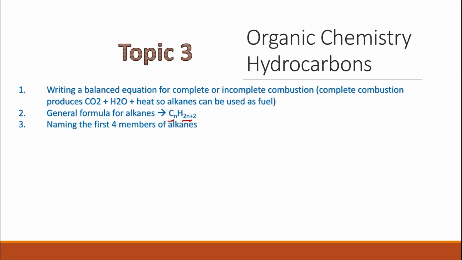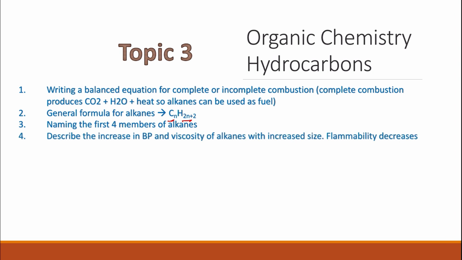You should be able to name the first four members of alkanes, which are methane, and then ethane, then propane, and then butane for four carbon atoms. You should be able to describe the increase in the boiling point and viscosity of alkanes with increased size, and you should know also that flammability decreases with the increase in the size.